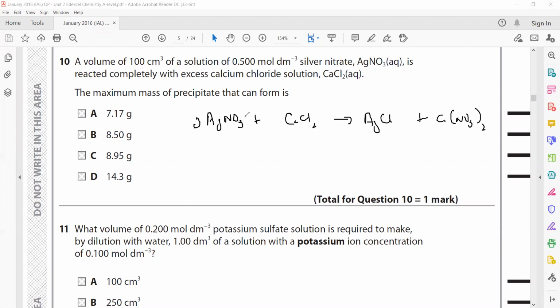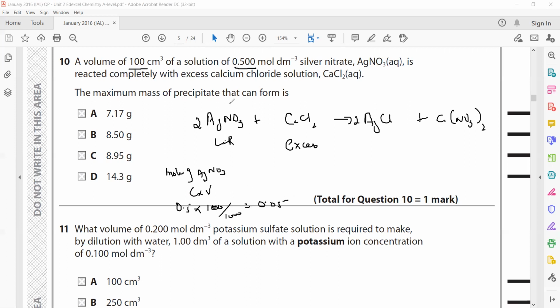So it should be balanced if I put 2 here and 2. The equation is balanced. This one is the excess reagent, so we always work out from the limiting reagent. So how can we work out the mass of the precipitate? We have 100 cm cube and the concentration. First we'll find the moles of silver nitrate, that is concentration times volume. The concentration is given as 0.5 and the volume is 100 divided by 1000. So this will be 0.05.